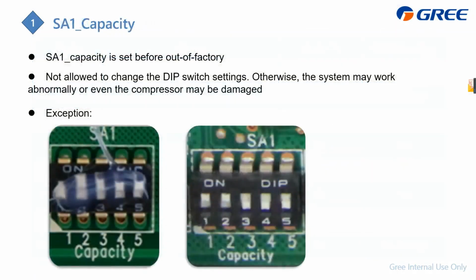Okay, SA1 is capacity. Before leaving the factory, we have already set this, and it has also been glued, which means no need to change this. But when you do troubleshooting and maybe you have to replace a new mainboard, you should set the capacity the same as the old one. That is the SA1 capacity setting.